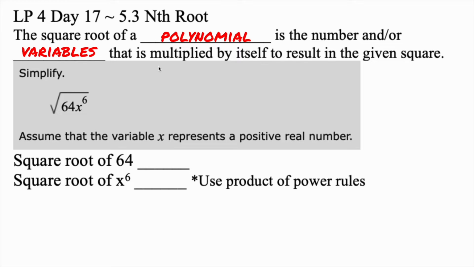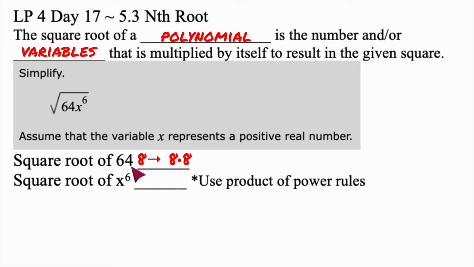So we can do the same thing with a variable. If I have x squared, well, the only way to get there is x times x. So the square root of x squared is x. Okay, so we're going to take the square root of 64 and x to the 6th power. So basically, I'm going to break down 64 with the square root, and then we're going to break down the square root for x to the 6th power.